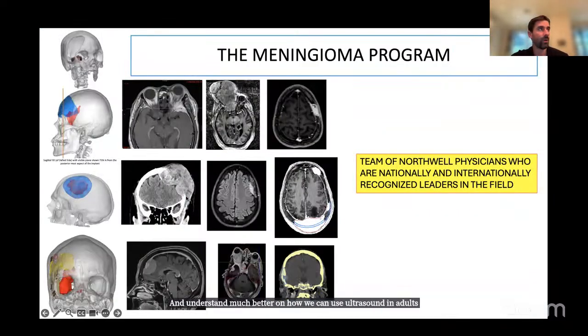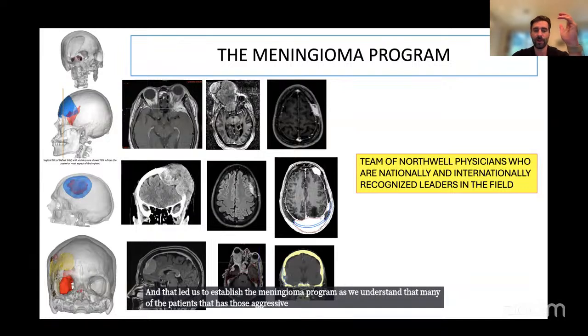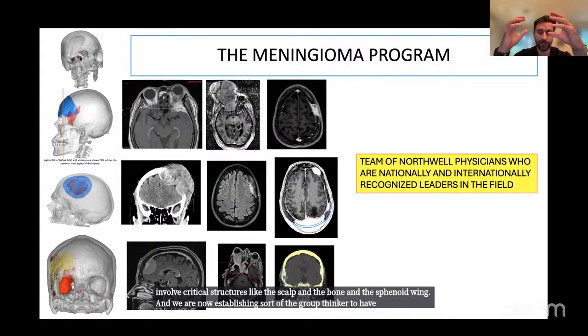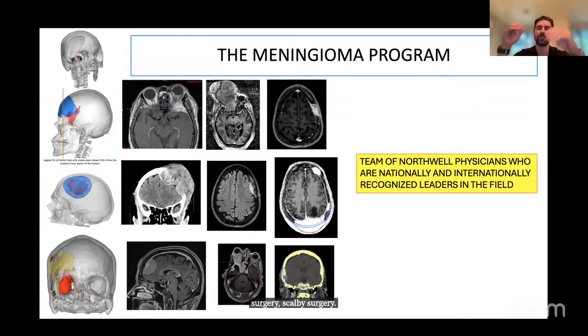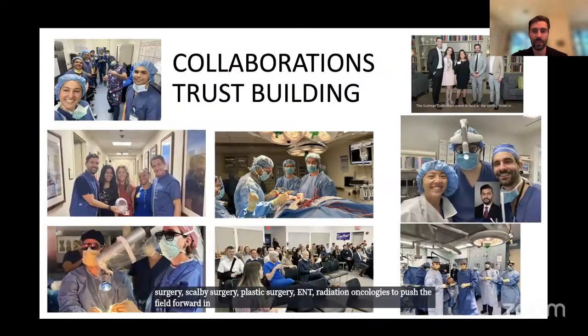And that led us to establish the meningioma program, as we understand that many of the patients that have those aggressive atypical meningiomas, some of them, we don't understand their biology and how they can be grade 1 and still involve critical structures like the scalp and the bone and the sphenoid wing. And we are now establishing sort of a group of thinkers with a lot of different providers, including neurosurgery, skull-based surgery, plastic surgery, ENT, radiation oncologists, to push the field forward in what we can provide to those patients.